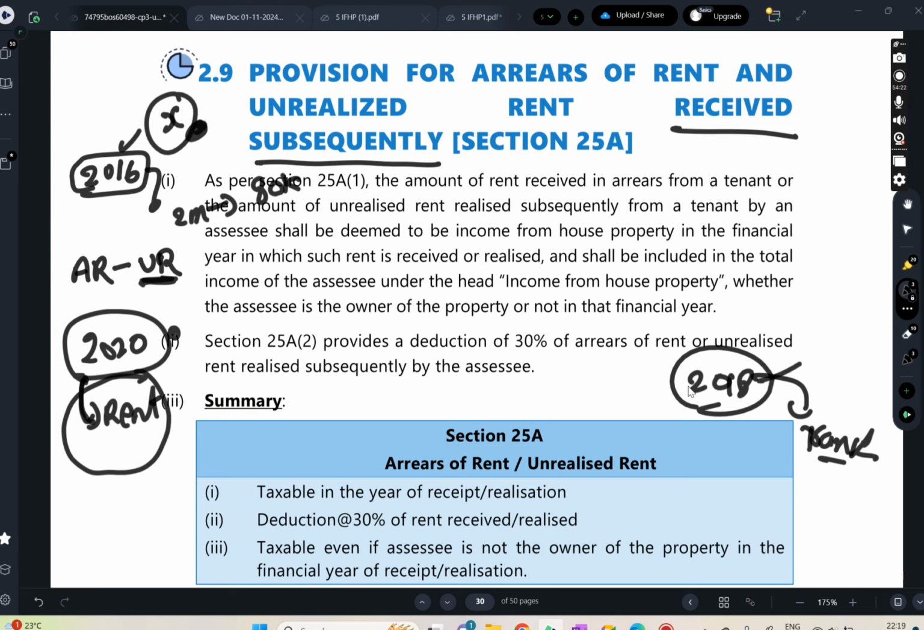In 2020, subsequently, he is coming and paying that rent to me. I am receiving 80,000 rupees now. After 3 or 4 years, he is coming back and paying the rent. But in 2018 itself, I sold my house to somebody else. I am not the owner of that house anymore. But now I am receiving 80,000 rupees. Will it be taxable now? Yes or no?